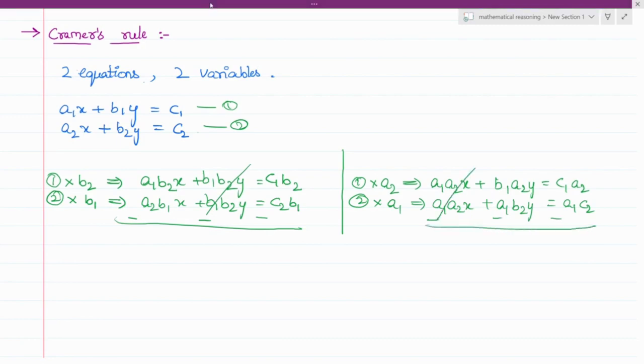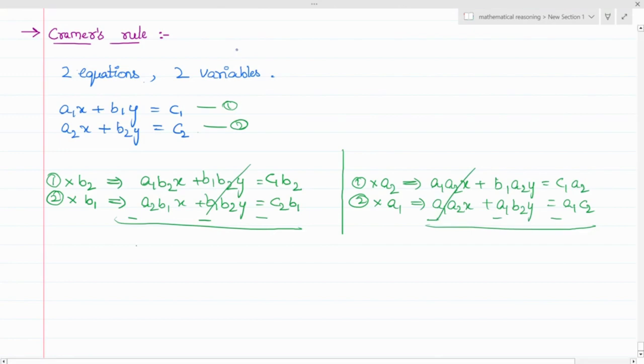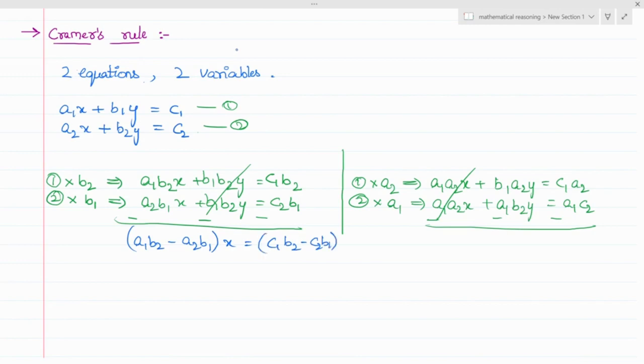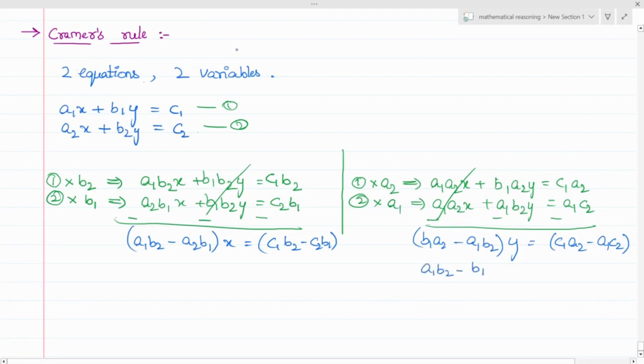Now what's the remaining part over here? When you take x common, it becomes (a1b2 minus a2b1) into x is equal to c1b2 minus c2b1. And here it becomes (b1a2 minus a1b2), take y common, and on the right hand side c1a2 minus a1c2. I'm just taking minus common from this so that it becomes (a1b2 minus b1a2) into y. Here also I'm taking minus out common, a1c2 minus a2c1.